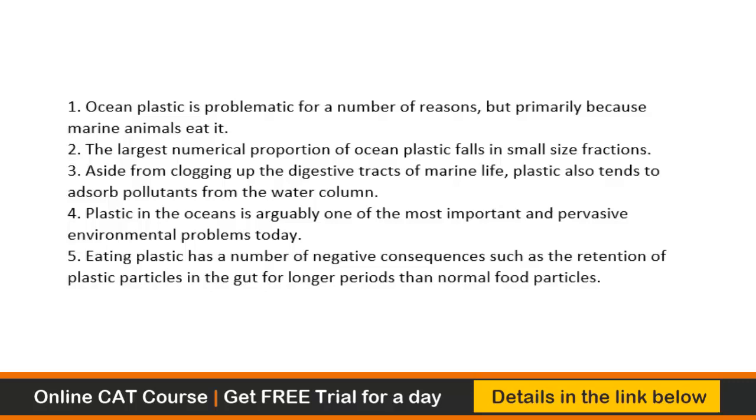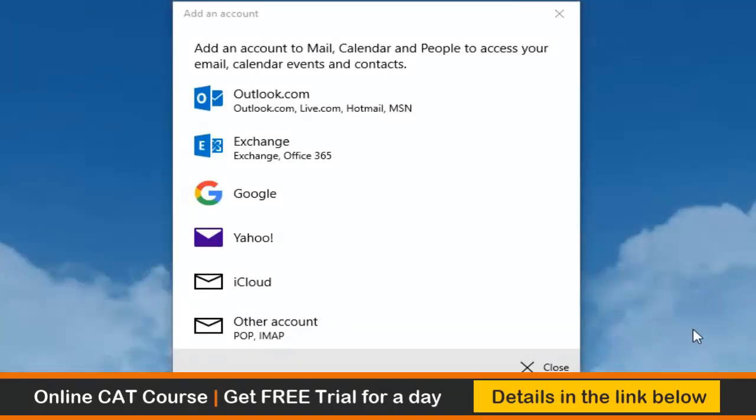So the good thing about parajumbles is that now you have only 4 sentences to arrange, whereas in the odd sentences, you have 5 sentences, and you have to arrange 4 sentences and pick the one that is not fitting in the sequence, right? So let's look at this question. It says ocean plastic is problematic for a number of reasons, but primarily because marine animals eat it. So one looks like a very, very nice and smooth start for the paragraph, but we should not rush.